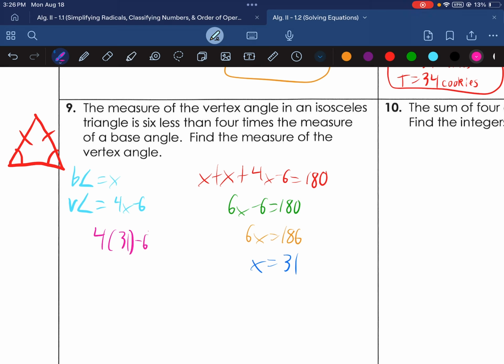So 4 times 31 minus 6. 4 times 31 would be 124. Subtract 6, and we end up getting 118 degrees.